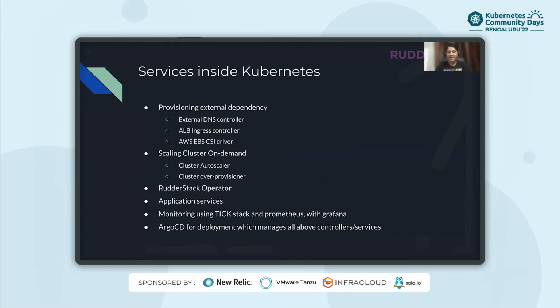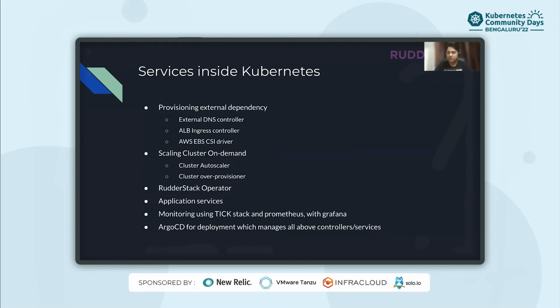So once all the external dependencies are deployed, the next thing is we need to autoscale our cluster. We don't want to do anything manually. So that's why we are using cluster autoscaler. Depending on the requirement, if the CPU is not enough or memory is not enough, cluster autoscaler automatically interacts with AWS and creates more worker nodes.